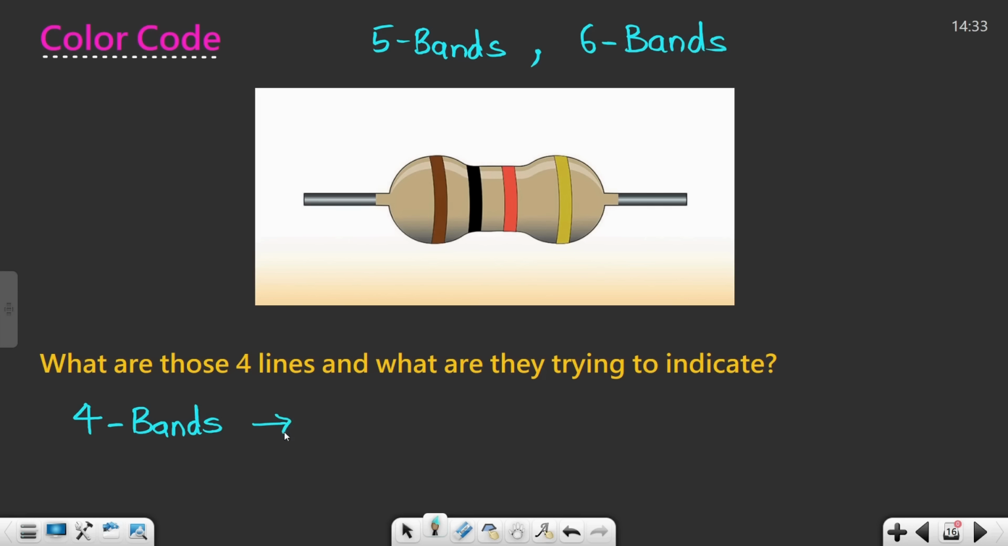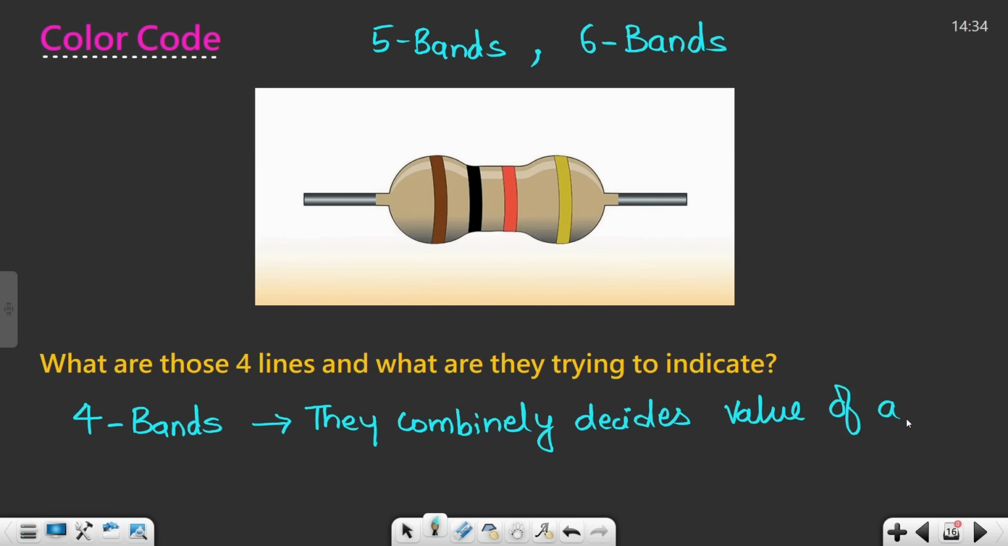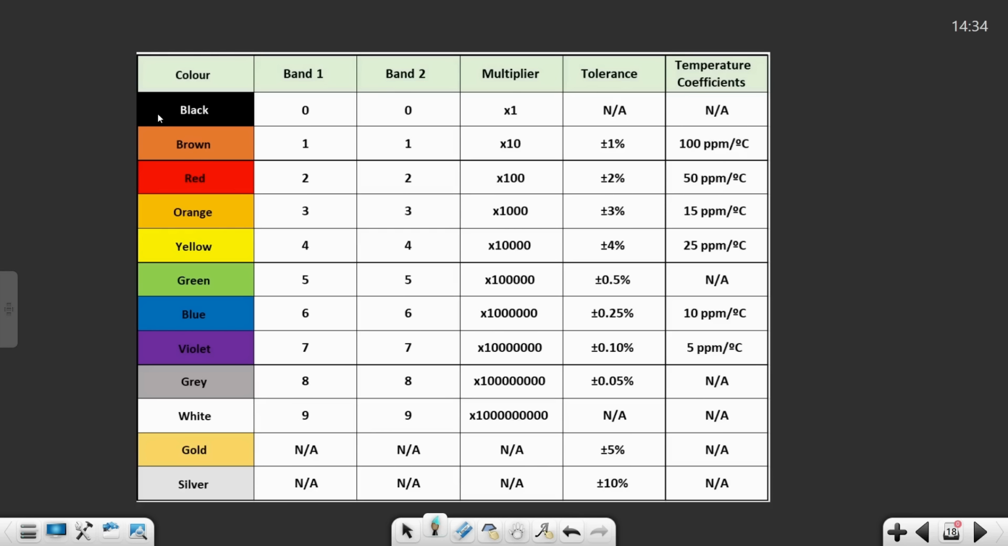So these 4 bands, they combinedly decide the value of the resistor. And here there is this particular table which you can see. So band 1 and these are the certain colors, band 2, and we need to refer that particular respective color to get the exact value. I hope this particular part is crystal clear.